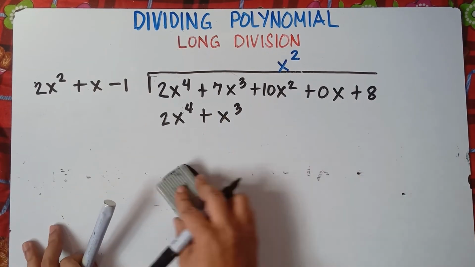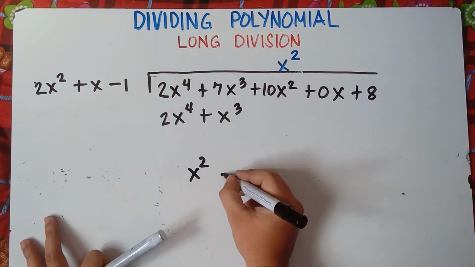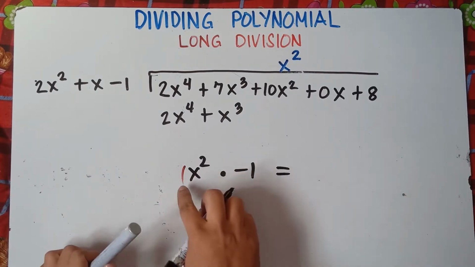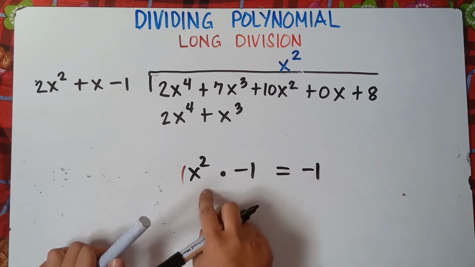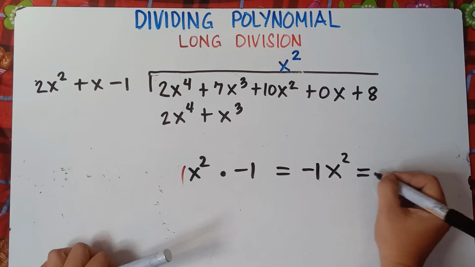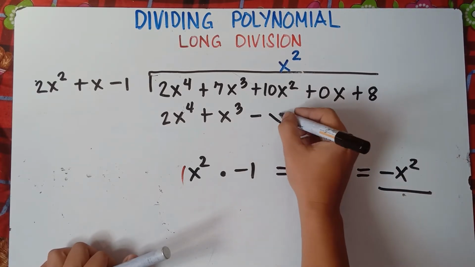Alright, and then you multiply again. X squared times negative 1. Understood that there's 1 here. So 1 times negative 1, that's negative 1. X squared times none, simply copy. So negative 1x squared, or you can write negative x squared. That's the same. Negative x squared minus x squared.